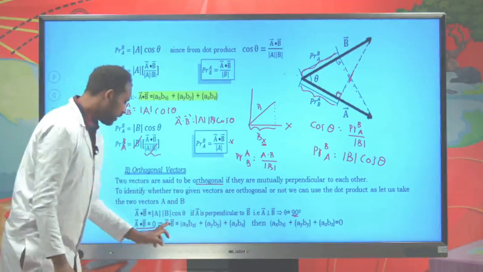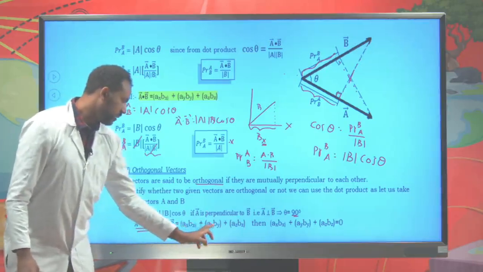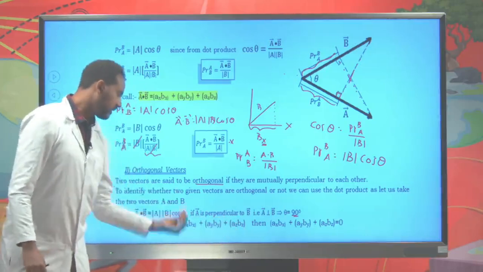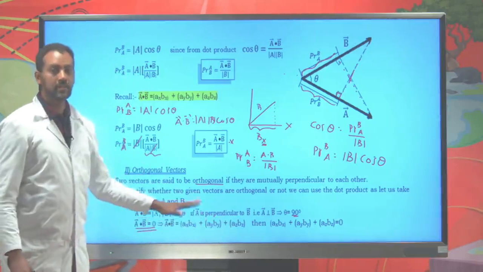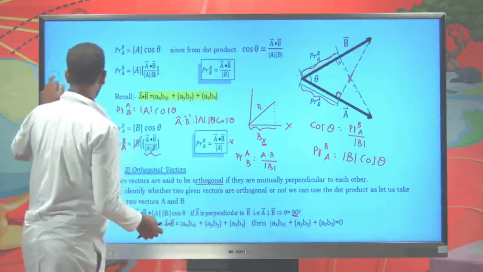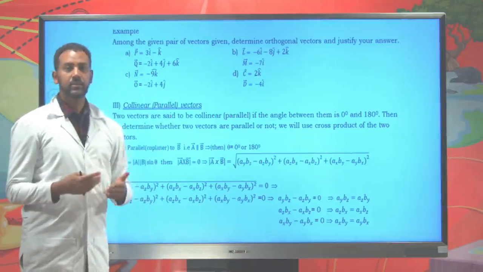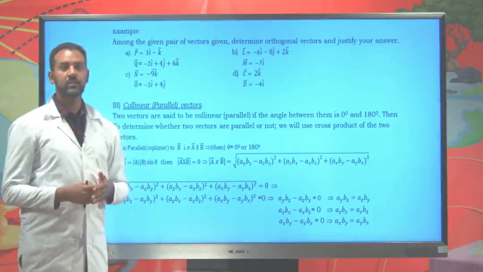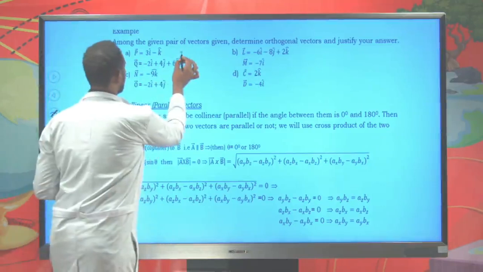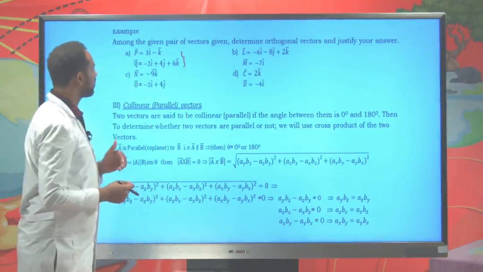And A dot B can be determined by multiplying the coefficients AX, BX, AY, BY, AZ, BZ. When you multiply these, if the result is 0, then the two vectors are said to be perpendicular to each other, or they are orthogonal vectors. Suppose here let's try to find whether these pairs of vectors are perpendicular or not. Here you have two vectors. Let's check whether these two vectors are orthogonal or not.